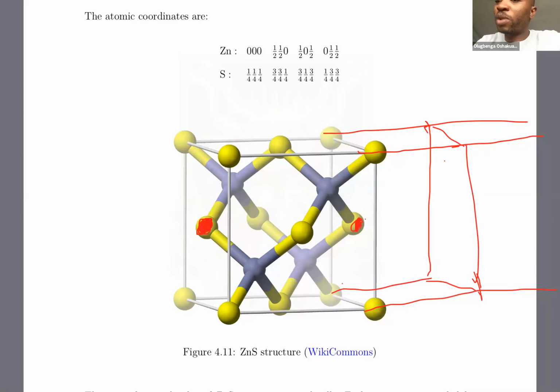So we can also have another zinc here, another zinc, another zinc, another zinc. At the faces, we have zinc. So everything continues without any end in sight.